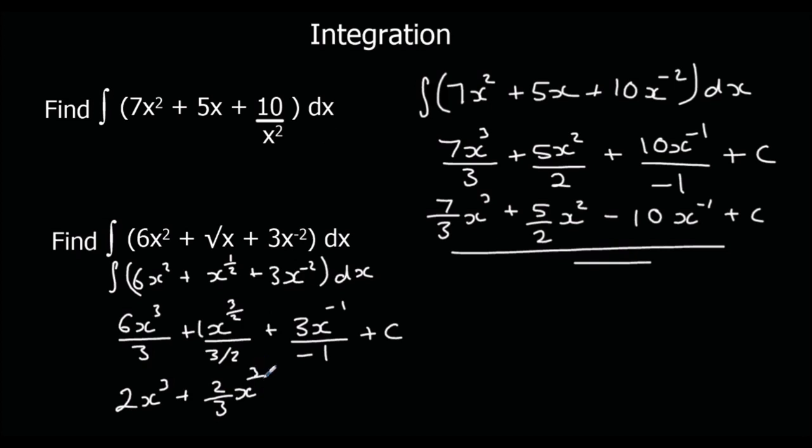X to the power of 3 over 2 minus 3x to the power of minus 1. Positive divided by a negative is a negative, plus c. And that's our answer.